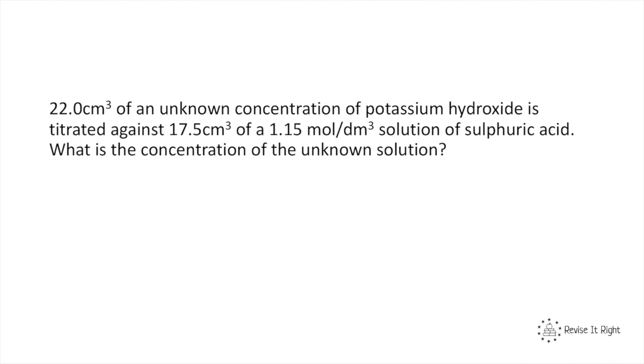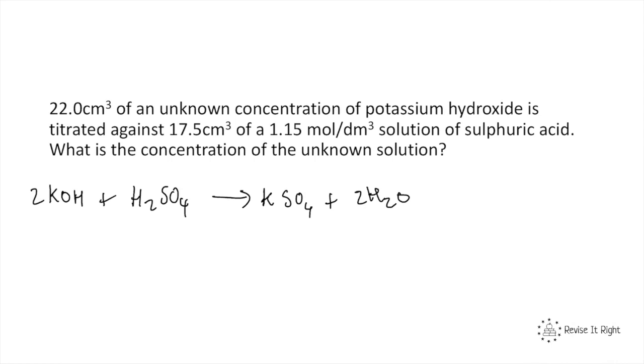So we've got 22 centimeters cubed of an unknown concentration of potassium hydroxide, and it's titrated against 17.5 centimeters cubed of a 1.15 mole per decimeter cubed solution of sulfuric acid. So the first thing we need to do, remember, is write that balanced equation. So we've got potassium hydroxide, which is KOH, plus our sulfuric acid, which is H2SO4, and we know that's going to make potassium sulfate plus water. And again, we need to balance this equation. So this is the balanced equation here.